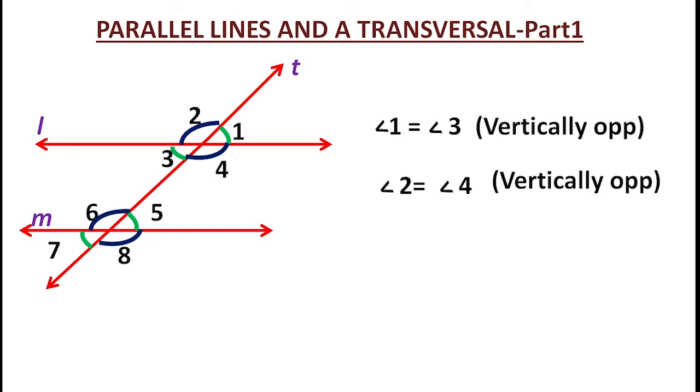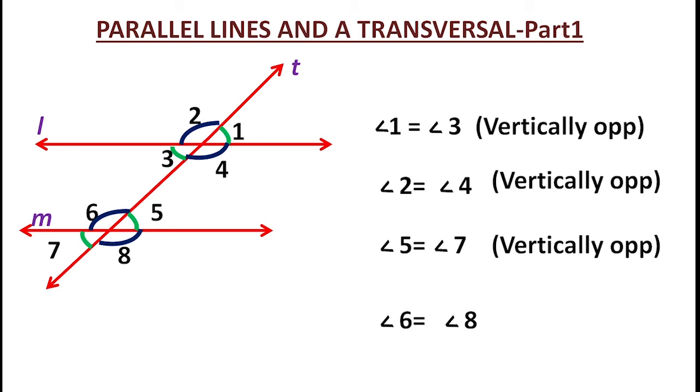Next, here I have used the same colors for equal angles, so you can easily understand that. The next pair is angle 5 equal to angle 7. They are also vertically opposite angles. I have used green color for those angles. Another pair is angle 6 equal to angle 8. They are also vertically opposite angles. So total 4 pairs are there.